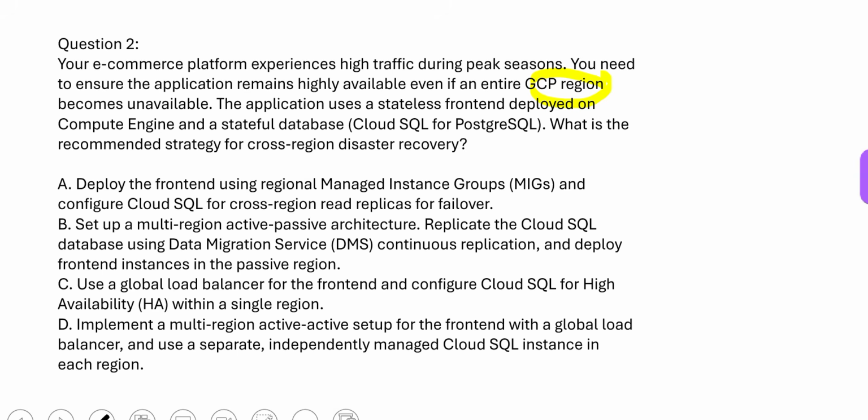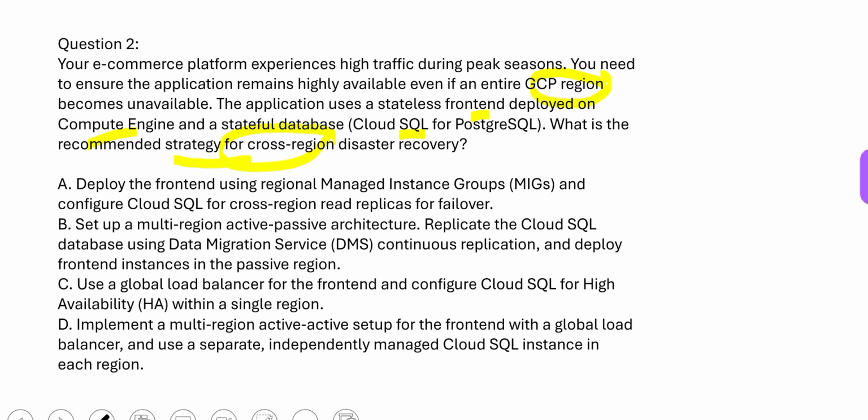Okay, what is the application about? What sort of application is this? This is the e-commerce platform, and it has a front end which is deployed on Compute Engine. It has a database which is Cloud SQL for Postgres, and you have to say, boss, what recommended strategy you will take for cross-region disaster recovery. They are already telling you this. Sometimes in the certification, they don't tell you this. They just say, I want a disaster recovery solution.